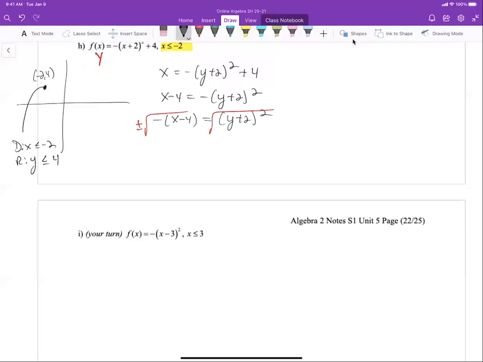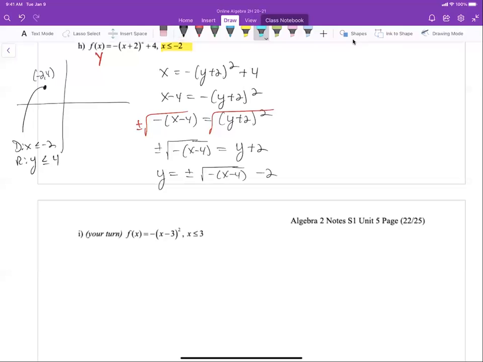So I get plus or minus the square root of negative x minus 4 equals y plus 2. I now need to subtract 2 from both sides. And I'll go ahead and write it in this format: negative x minus 4, minus 2. Before I write it, I have to decide, do I have a positive square root or a negative square root?